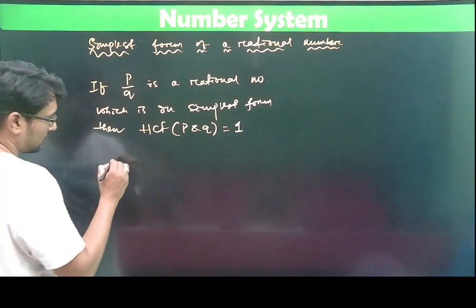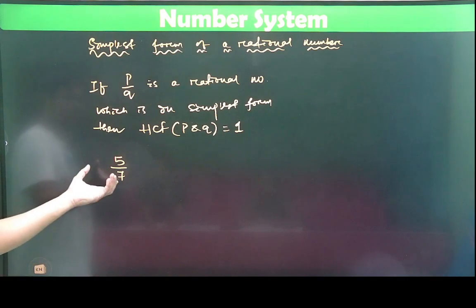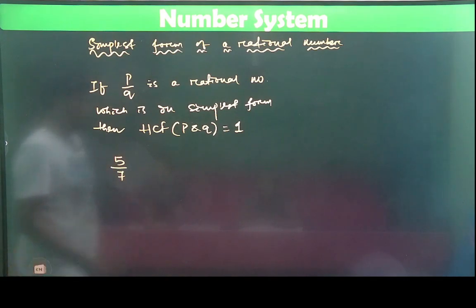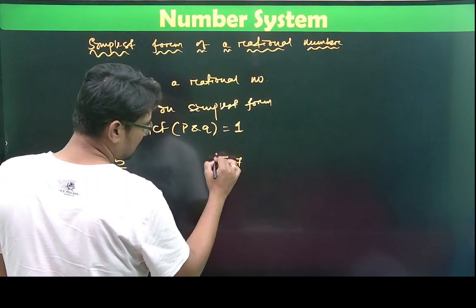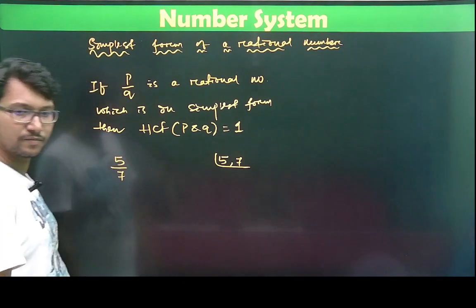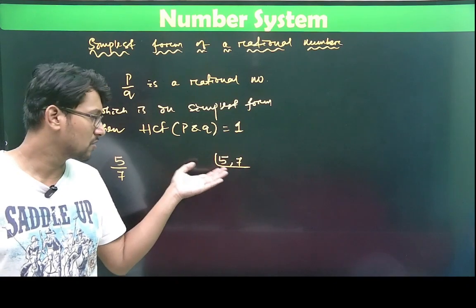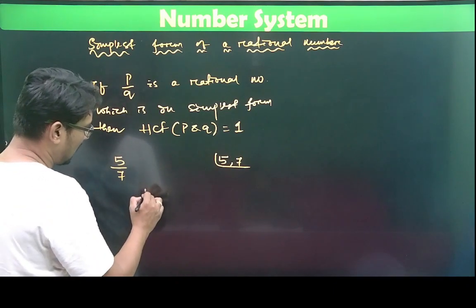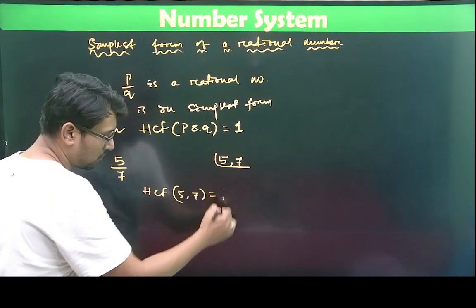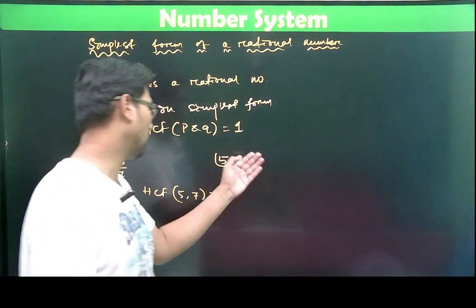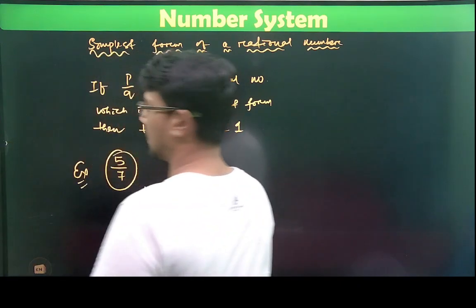For example, check 5 by 7. This is a rational number which is in simplest form. Why? Because, do you know how to find the HCF? What is the HCF of 5 and 7? It is 1. Is there any other number which can divide both? So the HCF of 5 and 7 is 1. Clear? This is one example of a rational number in simplest form.